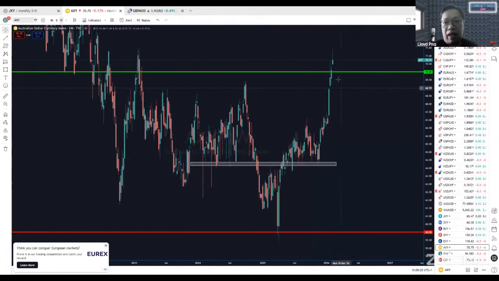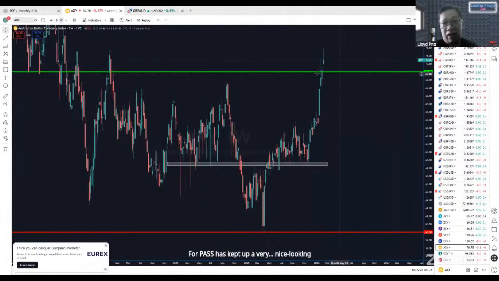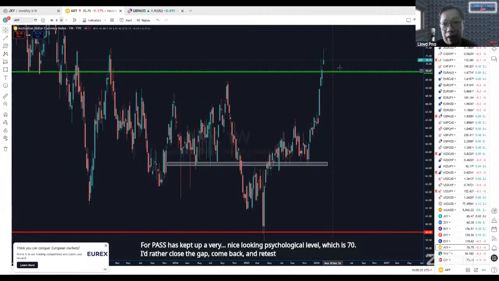Now Aussie, on the other hand, has gapped up. For pairs, it has gapped up to a very nice looking psychological level, which is 70. I'd rather it close the gap, come back and retest, then I might trade it up against.